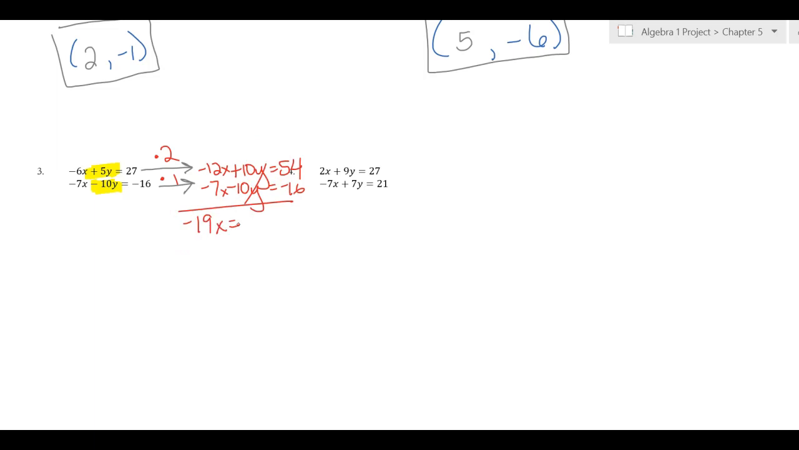I just want to double check. I don't want to make a mistake. Oh, I did times. So 54 minus 16 is 38. That's what I thought. And then I divide by negative 19. And so x is negative 2.